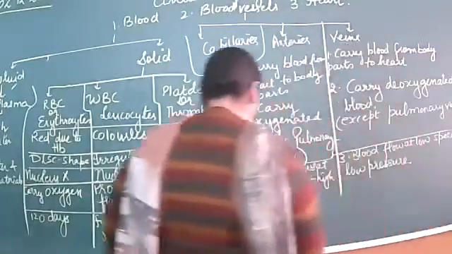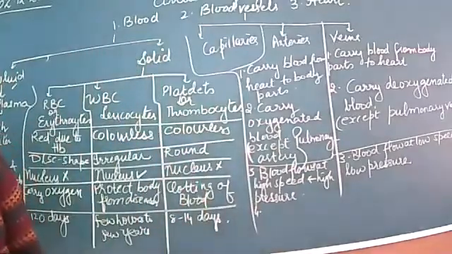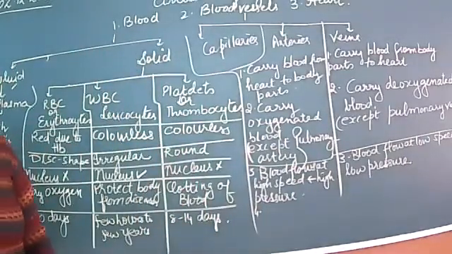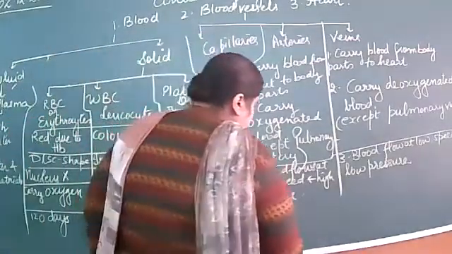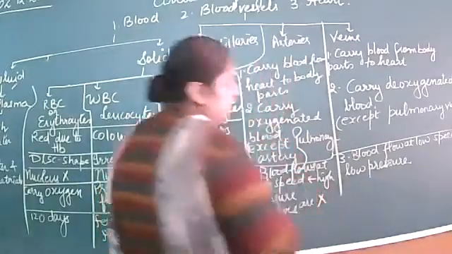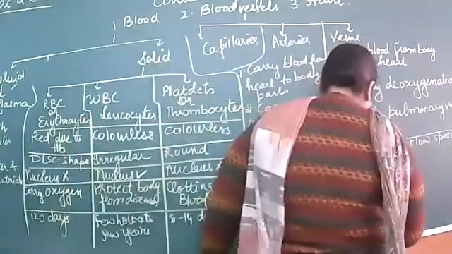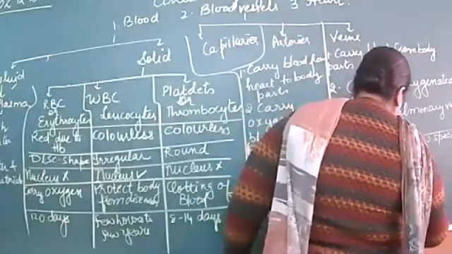Now number 4, valves are absent in this case. In case of arteries, valves are absent, and in case of veins, valves are present.